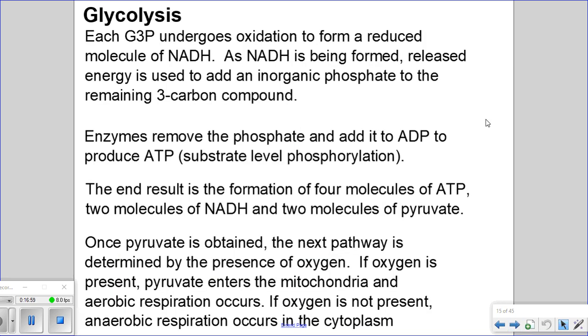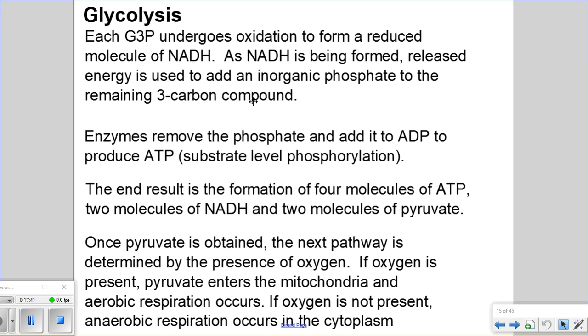Now, each glyceraldehyde 3-phosphate will then undergo oxidation to form a reduced molecule of NADH. So this is our first instance here of NAD undergoing reduction to generate NADH. So we have electrons and hydrogens coming off of glyceraldehyde 3-phosphate that will reduce NAD to NADH. As NADH is being formed, released energy is used to add an inorganic phosphate to the remaining 3-carbon compound. So we take an inorganic phosphate and tack it on to that 3-carbon compound. So we'll have 2 phosphates on there.